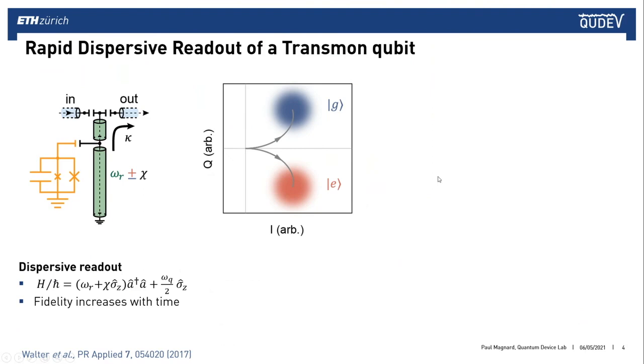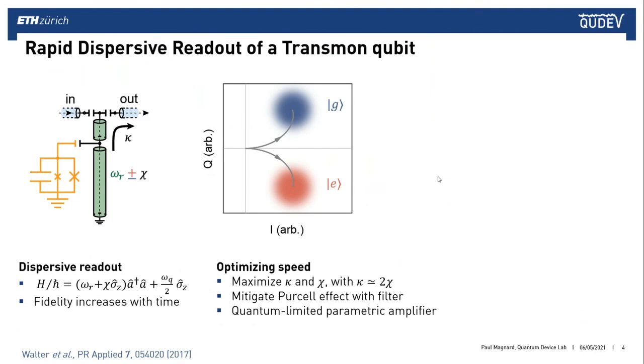To minimize the time at which the readout fidelity is high enough, let's say 98%, we devise three key aspects. First, we target the highest possible value for the resonator linewidth kappa to have a fast resonator response, and the dispersive shift chi to maintain an approximate ratio, kappa equal to chi, which maximizes the measurement rate at steady state. Second, we filter the output line to suppress qubit decay to the output port via the Purcell effect. And finally, we amplify the signal with a quantum-limited phase-sensitive parametric amplifier to minimize the noise added by the detection chain.